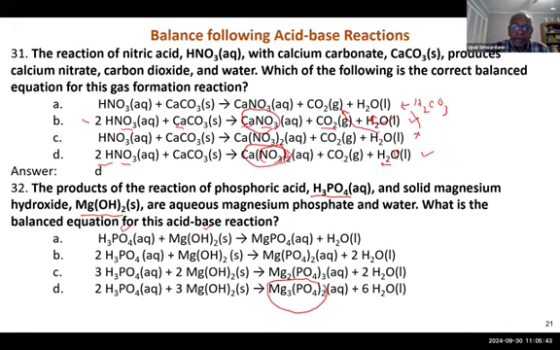Phosphate is 3 negative, magnesium is 2. This is incorrect. This is incorrect. This is incorrect. The only answer is this.